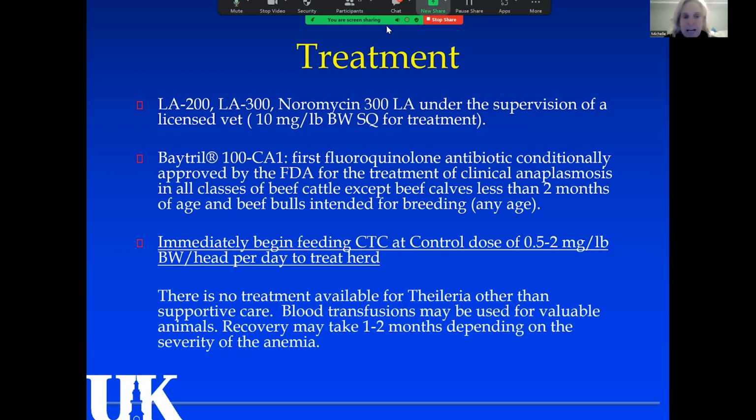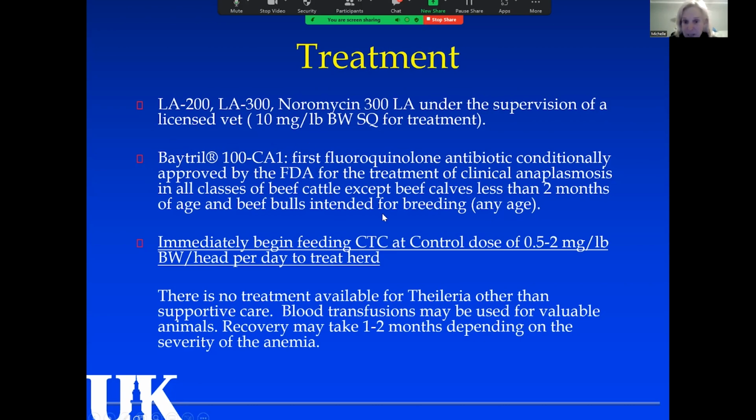Treatment for anaplasmosis is LA200, LA300, Noromycin 300. So we need the oxytetracyclines at the label dose. There is also Baytril, a new, well, it's not a new Baytril preparation, it's actually a new Baytril name. Baytril 100 CA1 is the first fluoroquinolone antibiotic that is labeled for treatment of clinical anaplasmosis. And so Baytril is going to likely become the drug of choice, because it tends to do a better job against anaplasmosis.